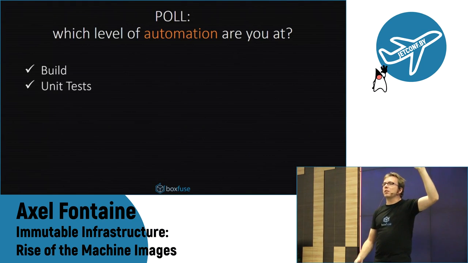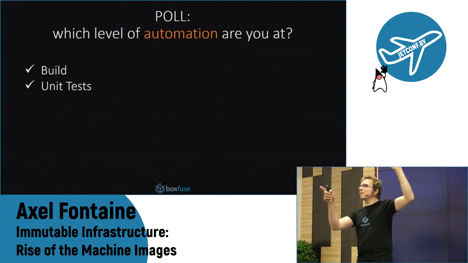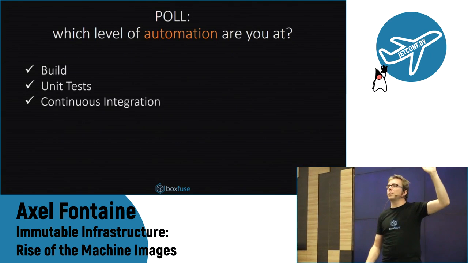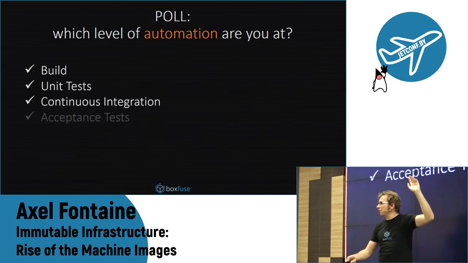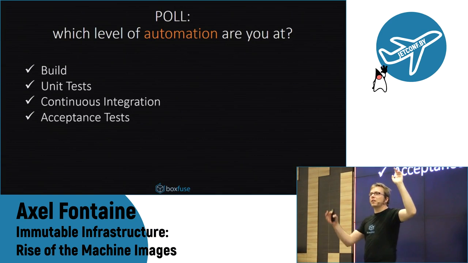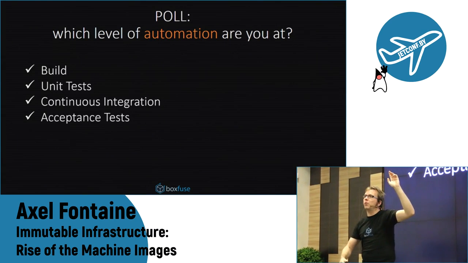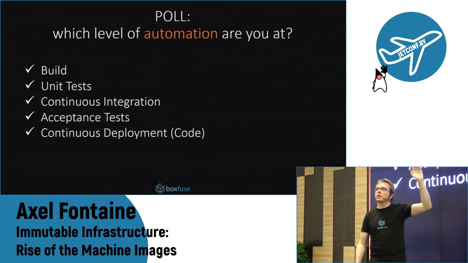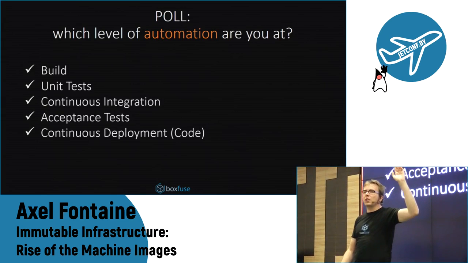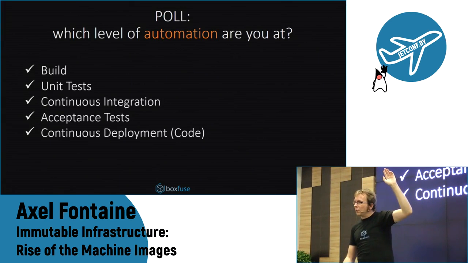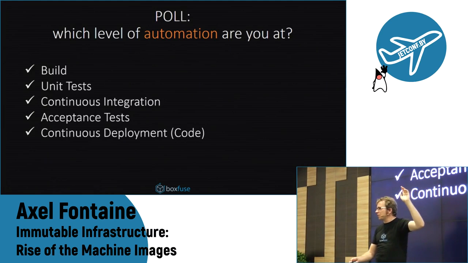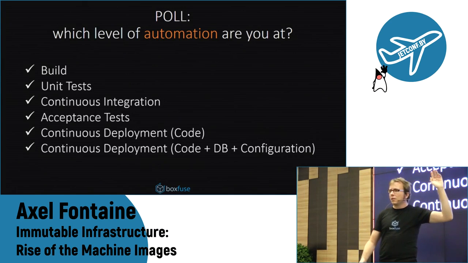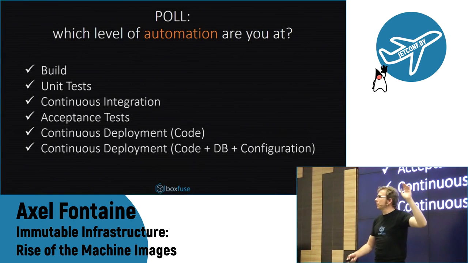Who's got unit tests on their project? All the hands still up, some hands down on the back, but okay. Who's doing continuous integration? Very good, still pretty much everyone. Acceptance tests like Selenium or WebDriver, the kind of black box system tests, we're at about 50% maybe. Who's doing continuous deployment of code? You push and it goes live into production. We've got about 30-40%. Who also does the same for database changes, configuration changes? We've got about maybe 10% of the hands left.